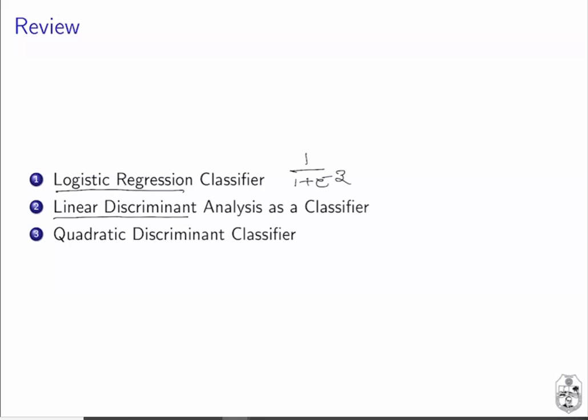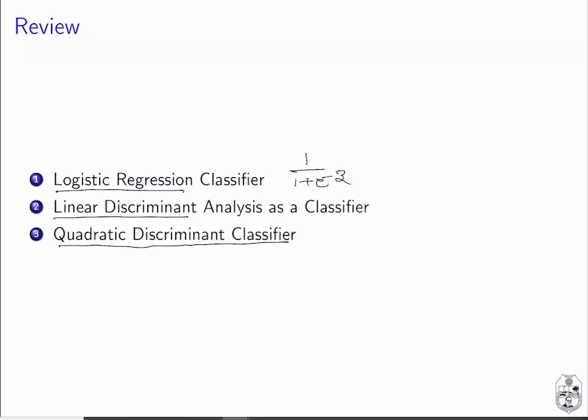The third type of classifier that we have discussed is quadratic discriminant analysis. The difference between quadratic and linear discriminant analysis is that in quadratic discriminant analysis, we construct a class-wise covariance matrix, and that is used to calculate the discriminant function value, which is used to assign the class labels. So this is a brief review of the three classifiers that we have seen so far.